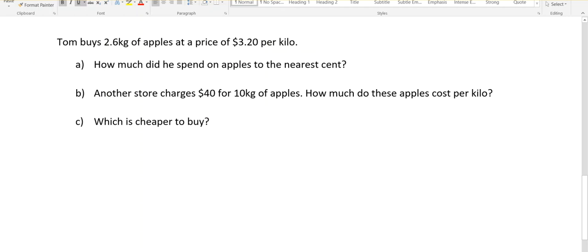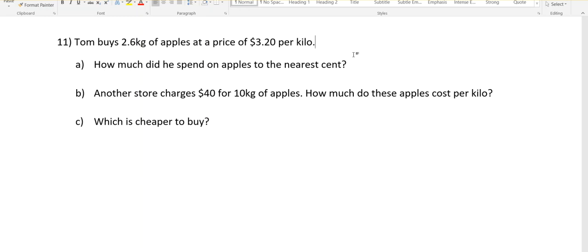Now for our final question, which I think is 11, we will do an application just to make sure we're practicing what we learn in real life situations. All right, so you can write this down and try it first. So Tom buys 2.6 kilograms of apples at a price of $3.20 per kilo or per kilogram. Okay, so how much did he spend on apples to the nearest cent?